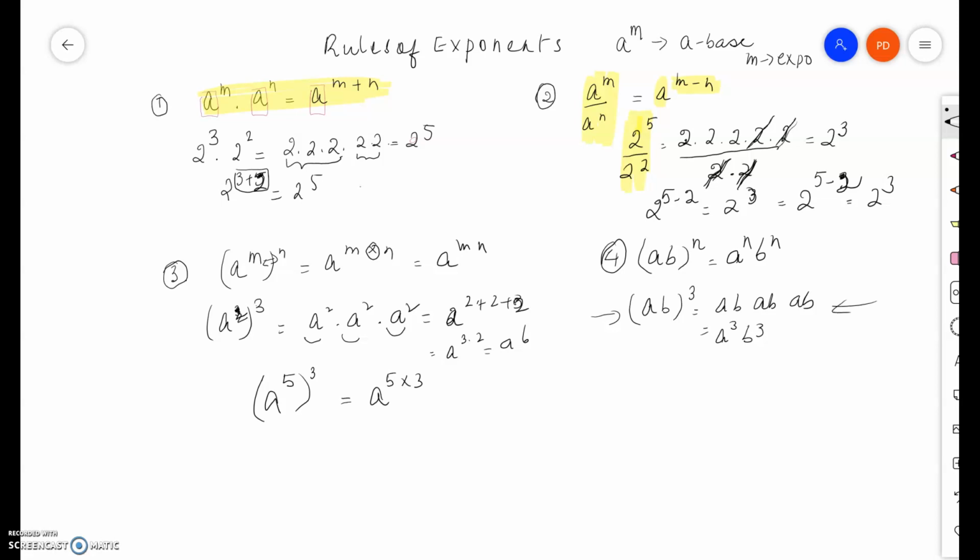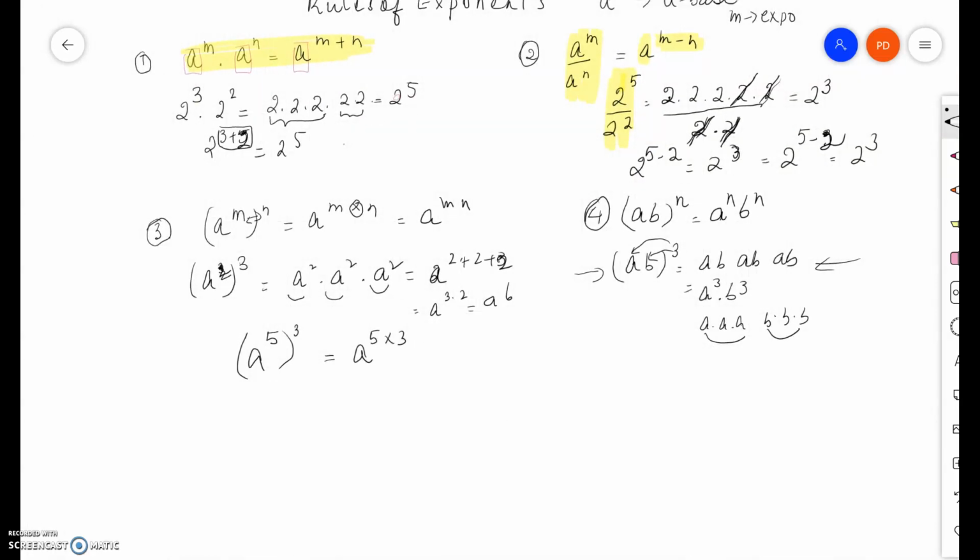There are 3 a's multiplied together. We are allowed to rearrange because it's multiplication. So that's a cubed because there are 3 a's multiplied together. A times a, which is a cubed. B times b, which is b cubed. So basically, each gets cubed.